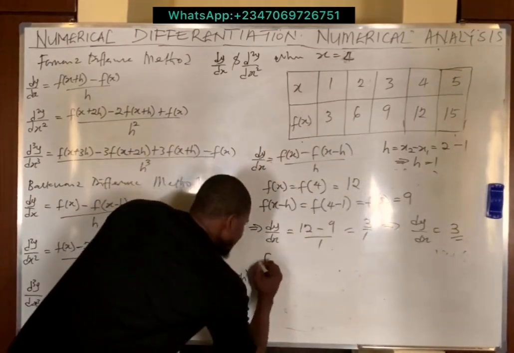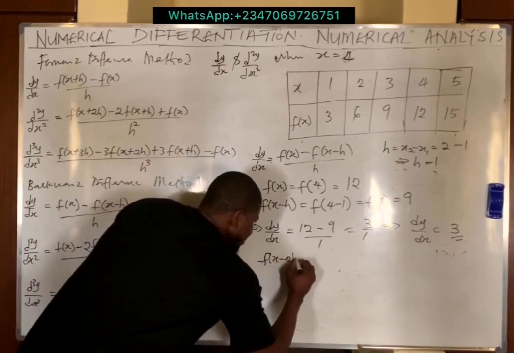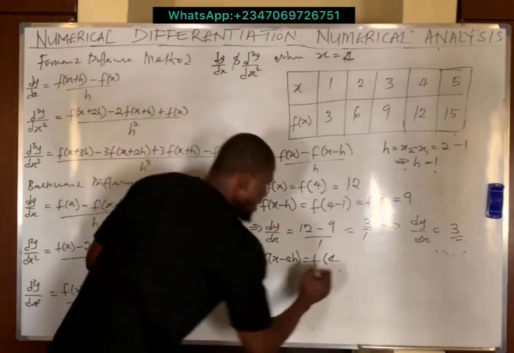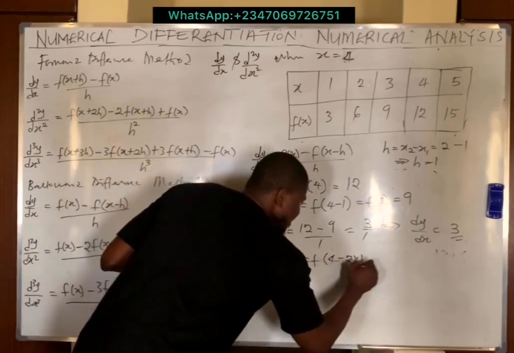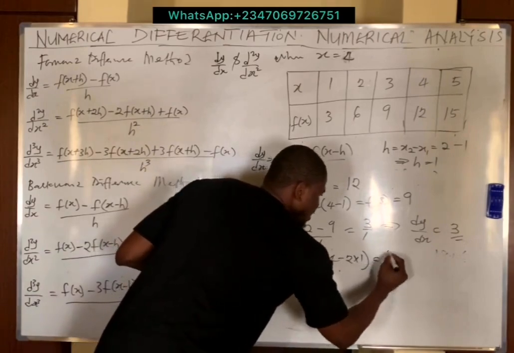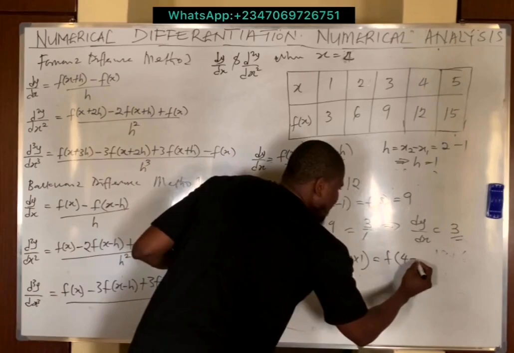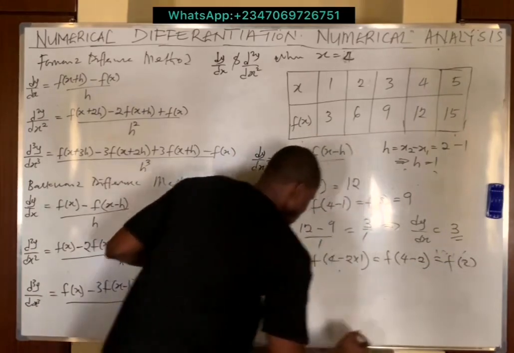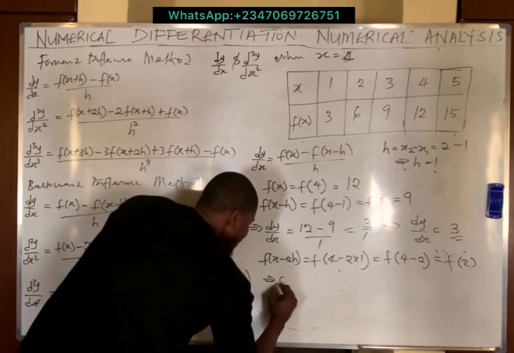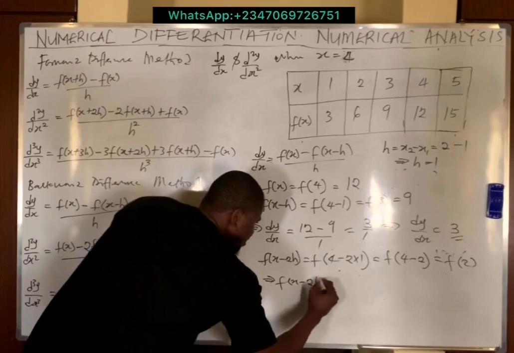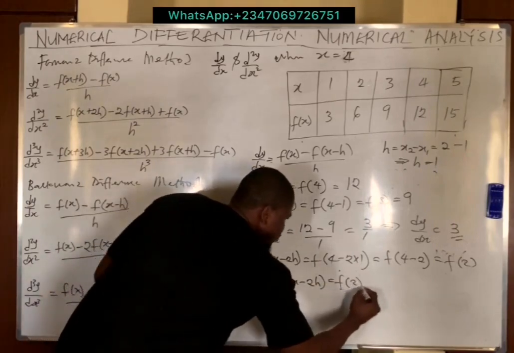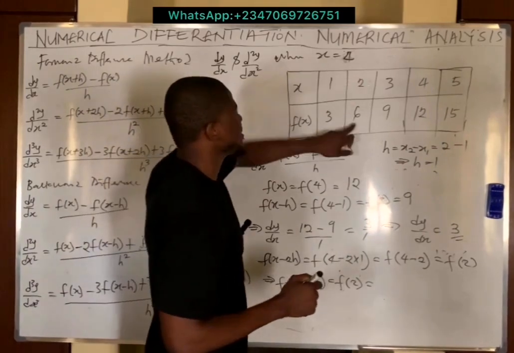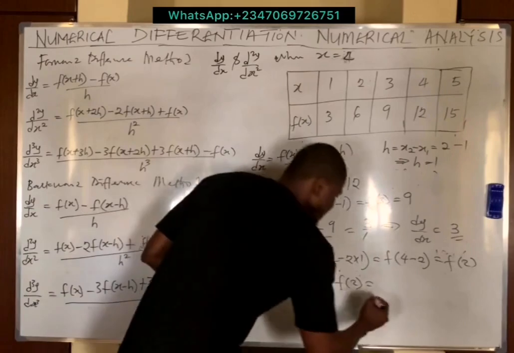So f of x minus 2h is going to be equal to f of x, the point of interest, which is 4, minus 2 times h, which is 1. So this is going to be f of 4 minus 2 times 1, which is 2. This simply gives us f of 2. So this implies that f of x minus 2h is actually f of 2. Which means from the table, when x is 2, what is y? The value there is 6. So f of 2 is simply 6.